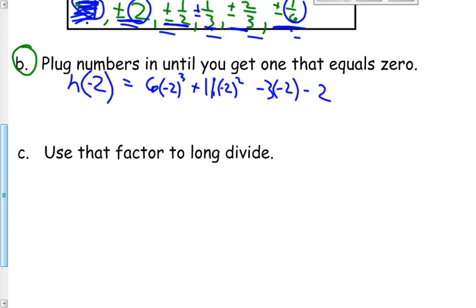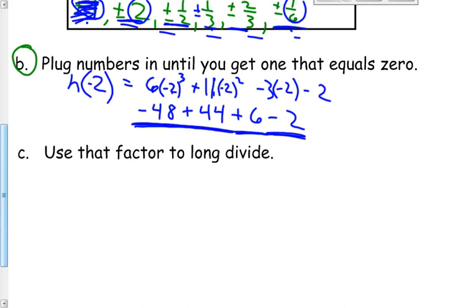A negative 2 cubed is a negative 8. A negative 8 times 6 is a negative 48. We have a negative 2 squared, which is a positive 4. 4 times 11 is a positive 44. We have a negative 3 times a negative 2, which is a positive 6, minus 2. So here gives us a negative 4 plus 6. A negative 4 plus 6 is a positive 2. Minus 2. Yes! We got it. H of a negative 2 equals 0.